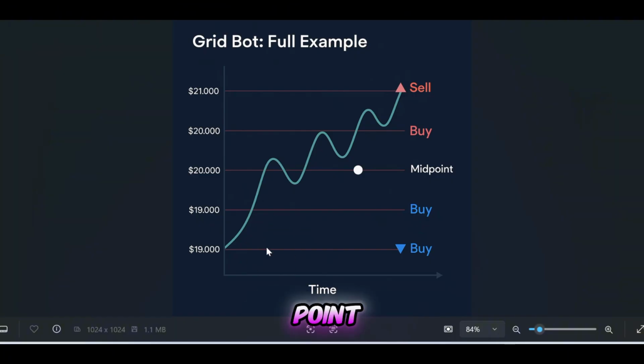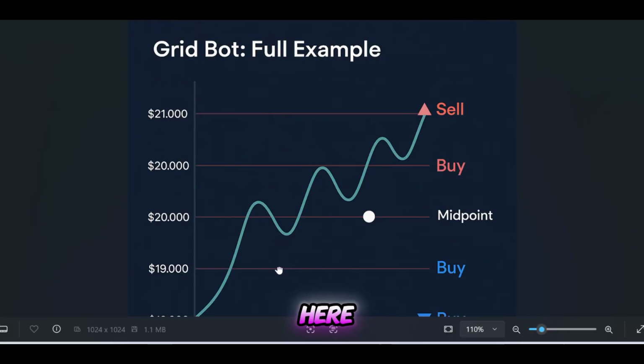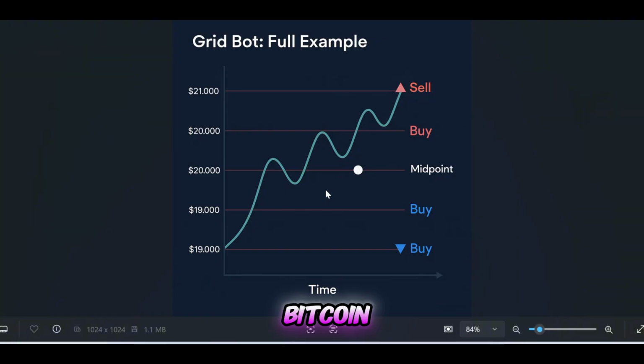Each level represents a point where the bot will either buy or sell depending on the direction of the price movement. Now let's assume we're working with an investment of 1,000 USDT. The bot takes this capital and splits it across the 5 grid levels that you can see over here. Some of the capital is used to buy Bitcoin at the current market price, which is 20,000. And in this case, the rest of the funds are reserved for lower level buy orders. The idea is simple: place buy orders below the current price and sell orders above it. That way, the bot is ready to buy when the price dips and sell when the price rebounds and goes up.